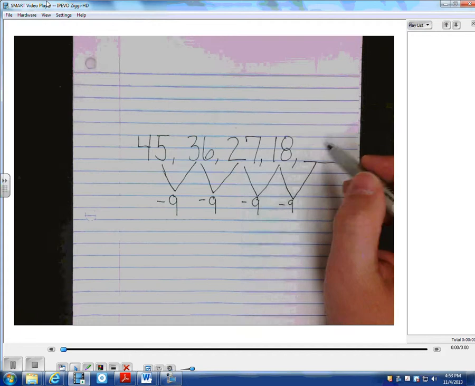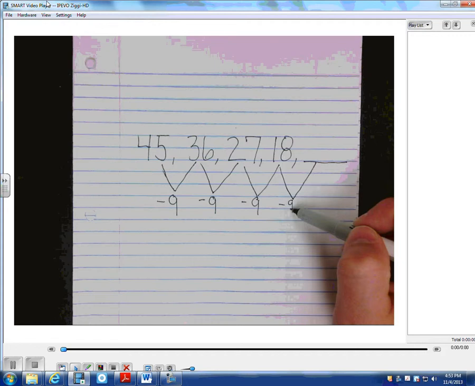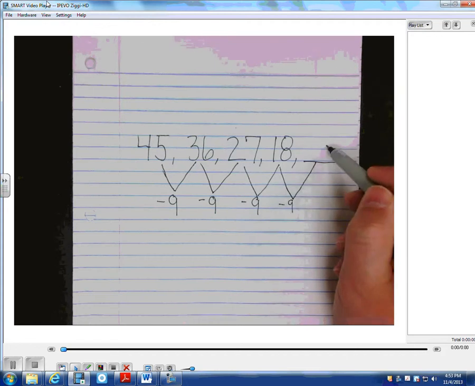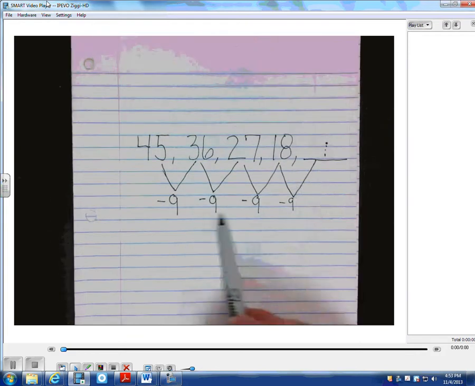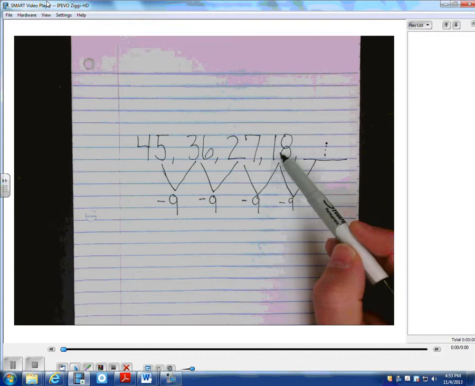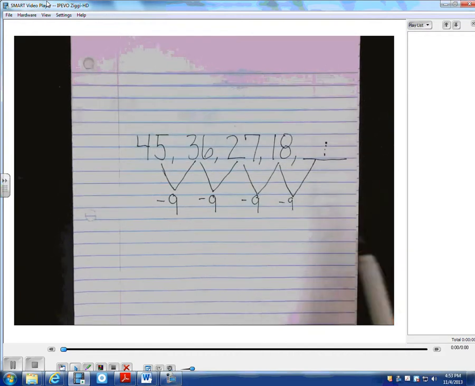I'm not going to do that one for you. Okay, so 18 minus 9 gives you what? And that's your answer right here. Okay? So continue the pattern. Once you get to this last one, we know the pattern is minus 9, so I go 18 minus 9, and that gives me the number there.